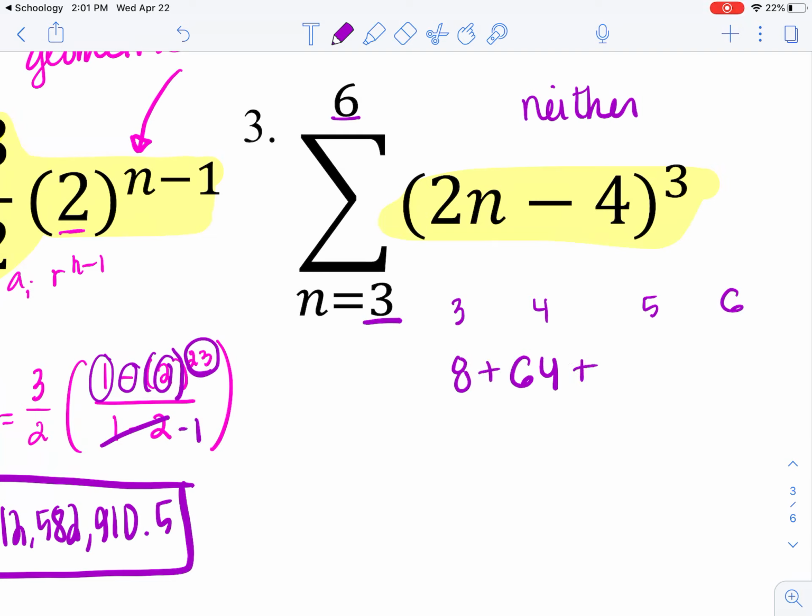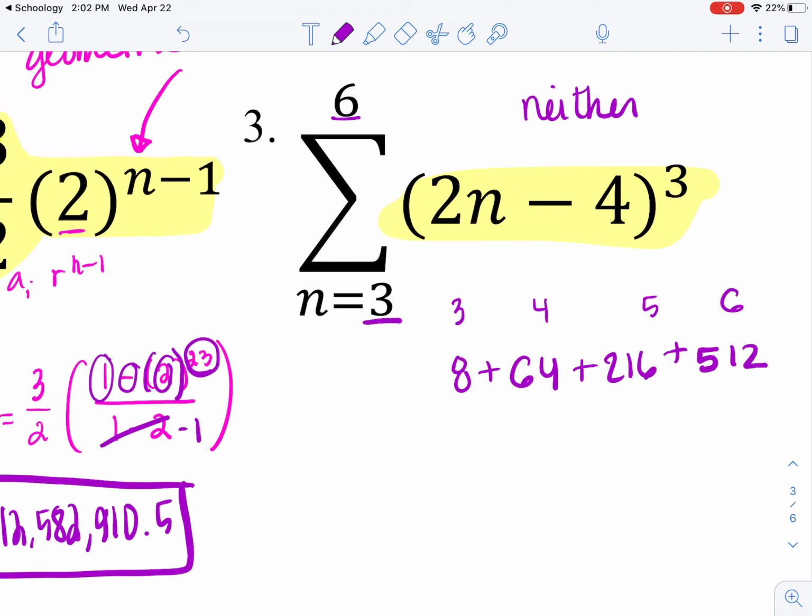Now remember, I'm adding these up. Plug in 5. That's 10 minus 4, which is 6. 6 cubed is 216. Which you can use your calculator for all this, remember. Plug in 6. 2 times 6 is 12. Minus 4 is 8. 8 cubed is 512.